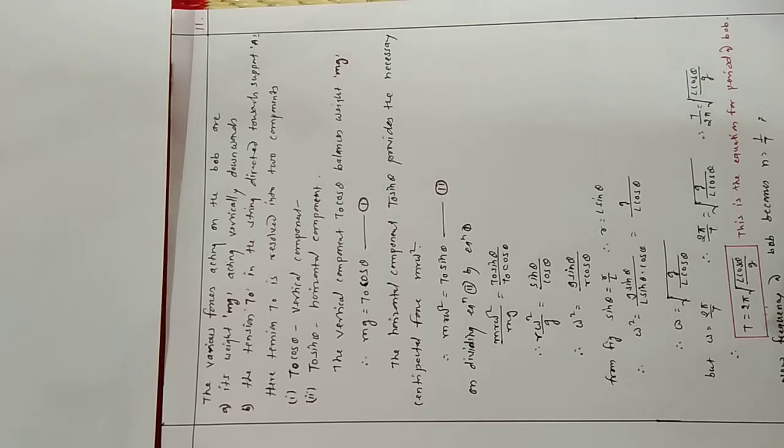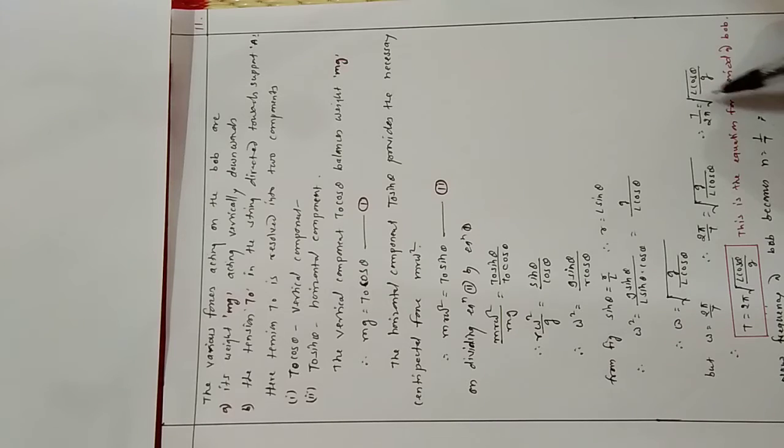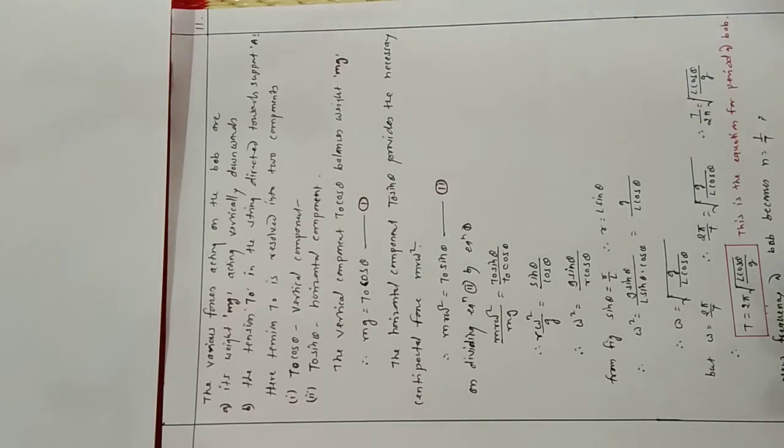At the same time, we have to find out the frequency of the bob. Now the frequency of the bob is nothing but the reciprocal of the time period. That means n is equal to the reciprocal of this time period equation, that is 1 upon 2 pi under root g by L cos theta. So this is about the fourth application of the uniform circular motion.